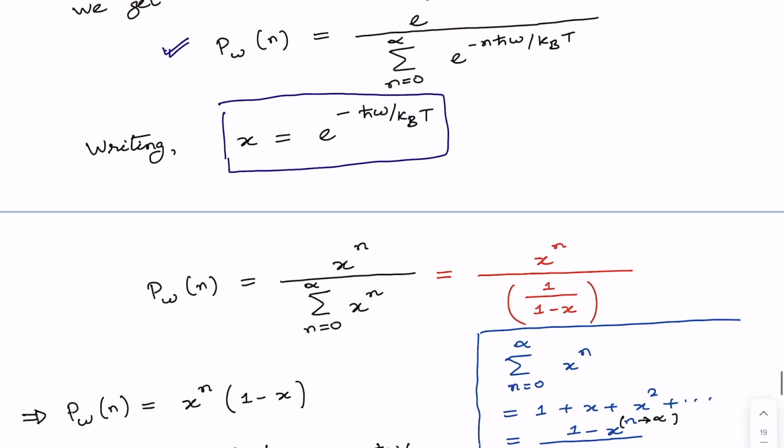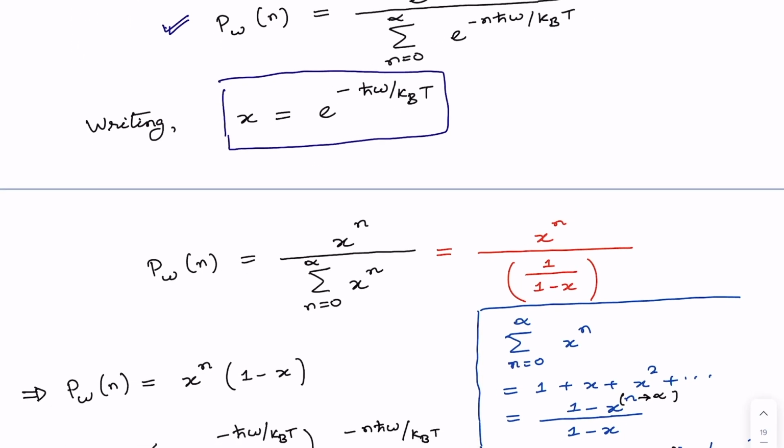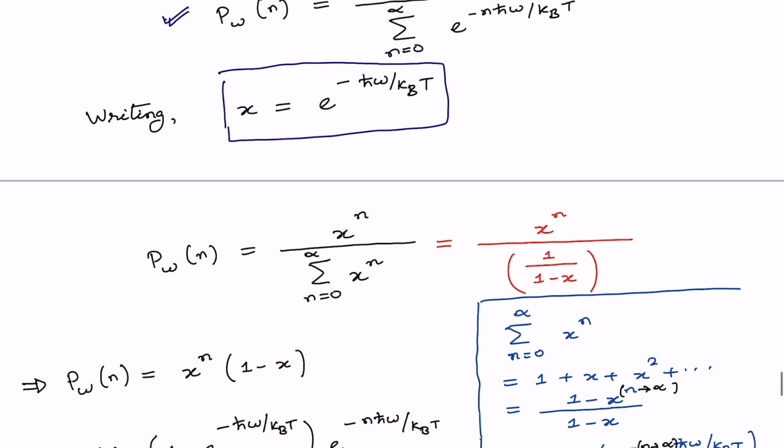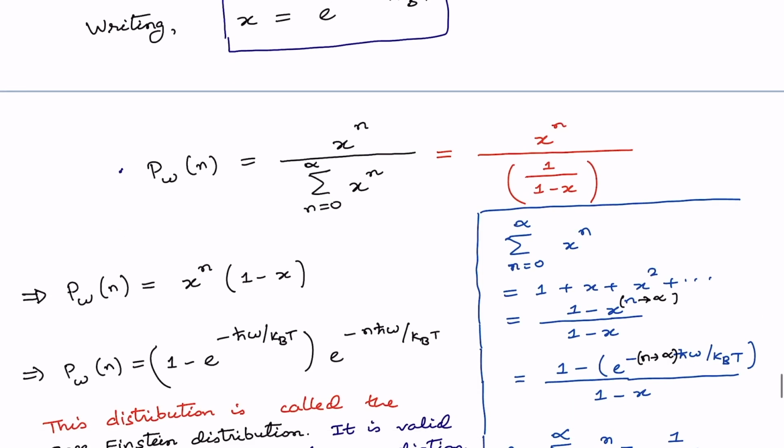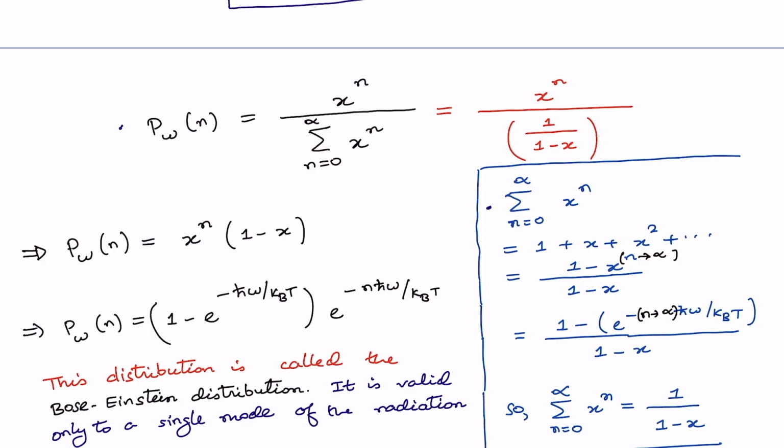Then it's simple mathematics to simplify this expression. I can now write it as x to the power n divided by the summation of x to the power n, with n going from 0 to infinity. If you work out this summation in the denominator, ultimately it would be 1 divided by 1 minus x.